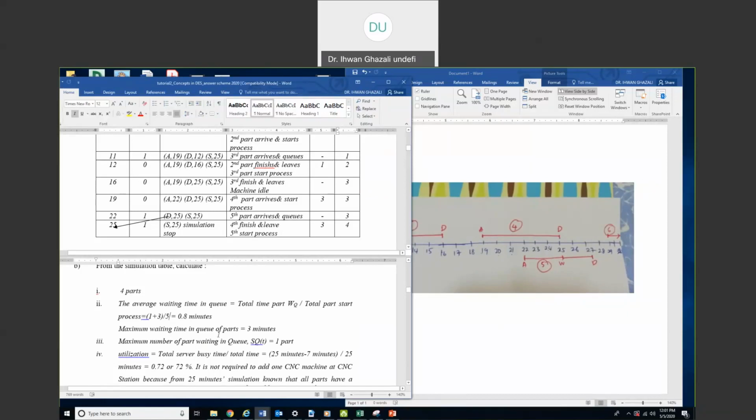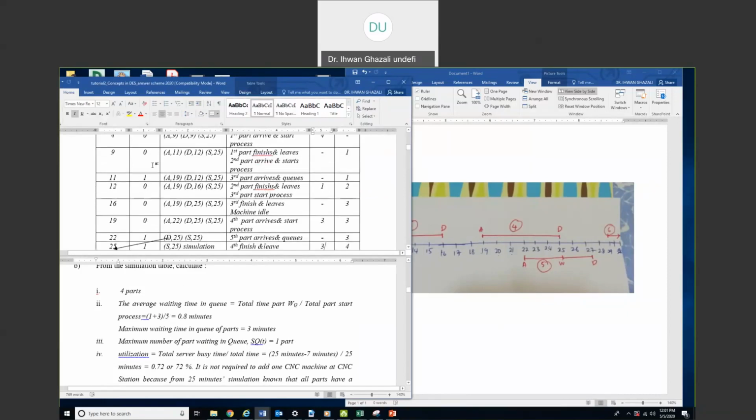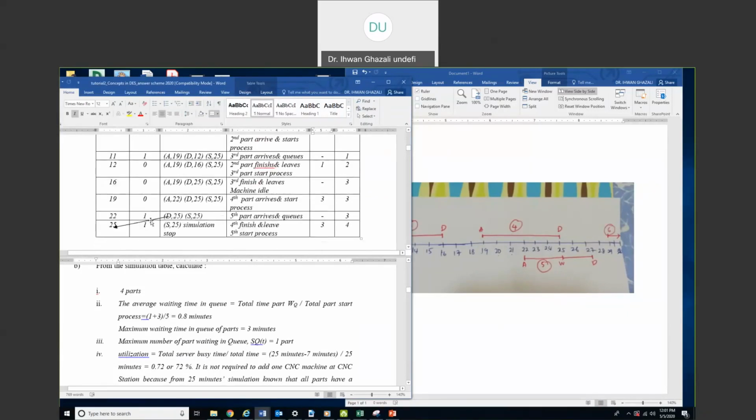Maximum waiting time in queue for a part is 3 minutes. Okay, maximum is 3 minutes. You can see which waiting, 3 minutes. And then maximum number of parts waiting in queue, okay, one part maximum. So here there are no two parts, yeah. Only one part maximum.